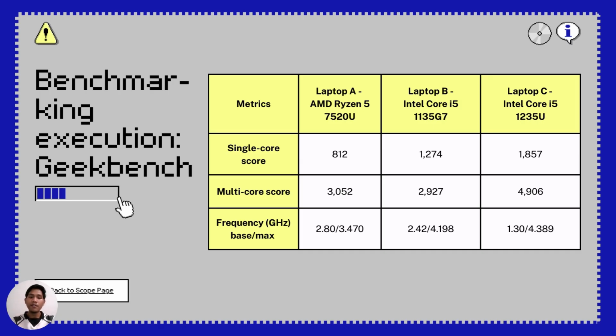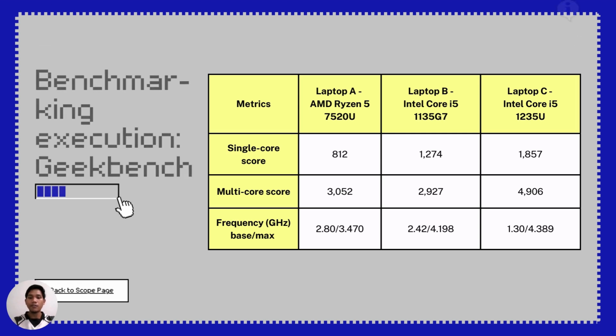And for the frequency, matching the frequency for the three laptops, the highest is laptop A with 2.8 and 3.470. But for laptops B and C, the highest max is for laptop C at 4.389, but it is low at the base frequency. As you can see here, laptop C has the lowest base frequency at 1.30.